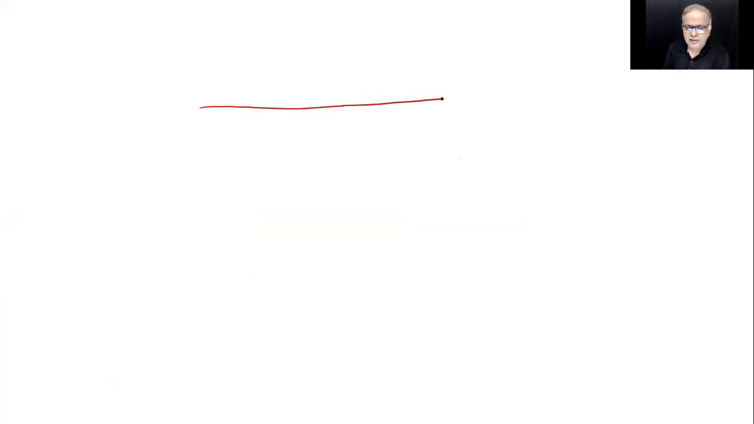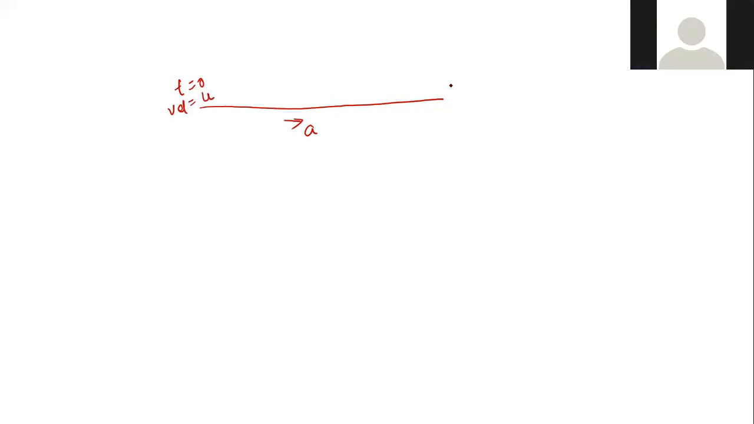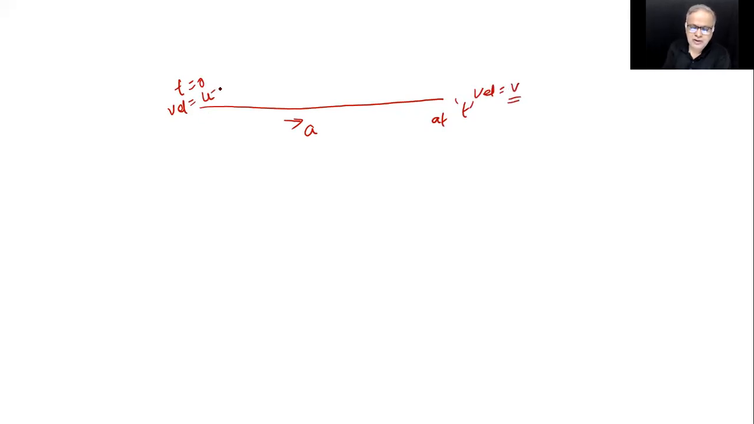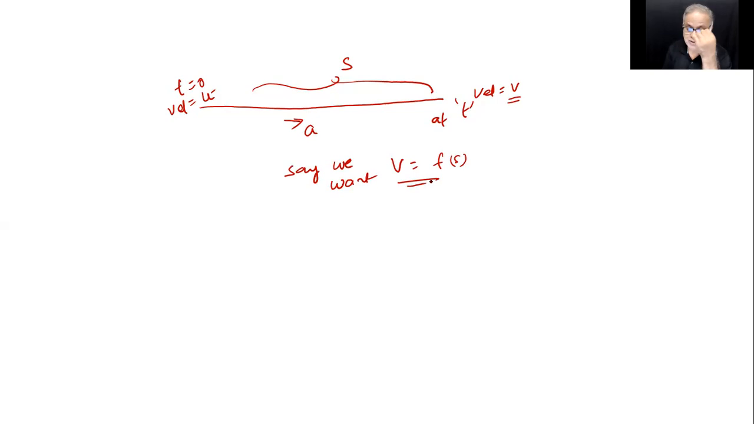In a straight line, if there is a constant acceleration A, at t equals 0 the initial velocity is u, and at time t let us say the velocity is v. So these two are known to us, and the distance is s. Here I want v as a function of s, not as a function of time. This is what you want. And all the conditions remain the same.